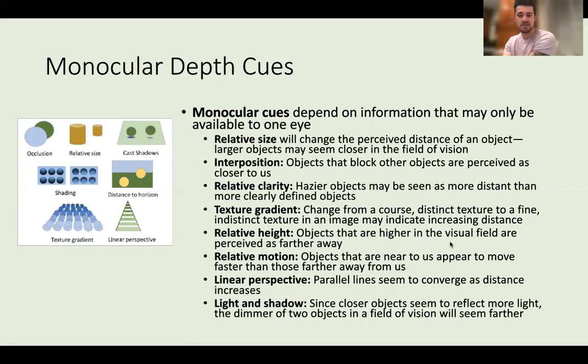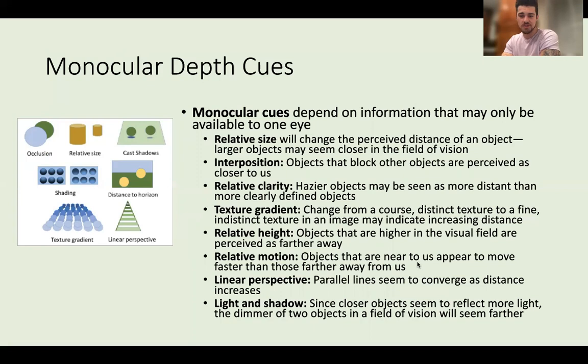So relative height: objects that are higher in the visual field are perceived as farther away. Do we have any over here? We don't. But imagine you're painting a picture and you're putting a house on a hill. If you put the house on the hill, it's going to be higher because we're trying to put it on a hill in the background and we're trying to indicate distance. So relative height, objects that are higher in the visual field are perceived as farther away.